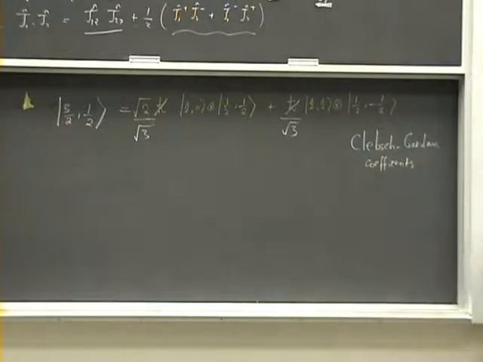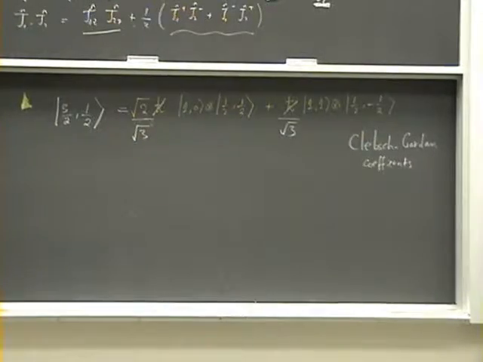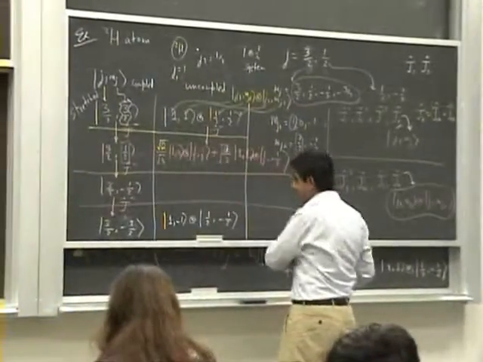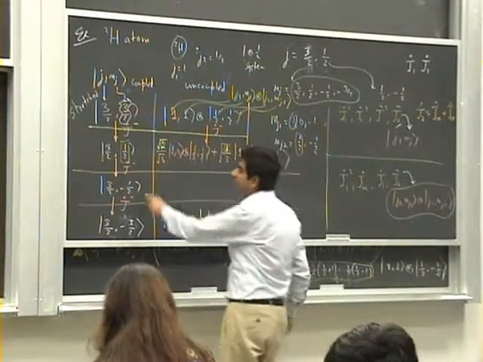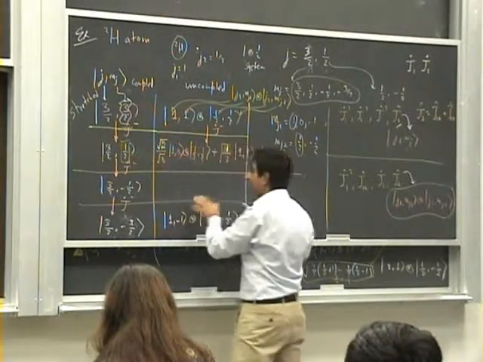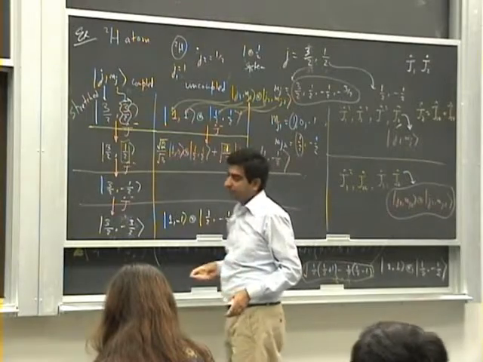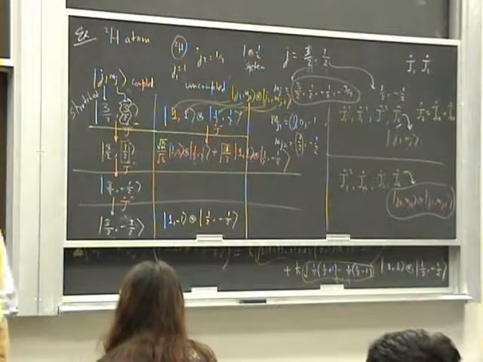Likewise, you can repeat the entire procedure for this state. You can have the J minus operator act on this state, and you will achieve your desired result. And let me state that result.